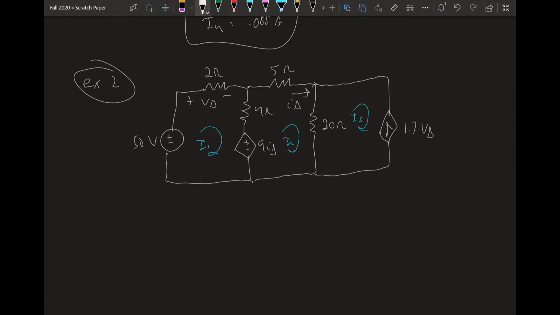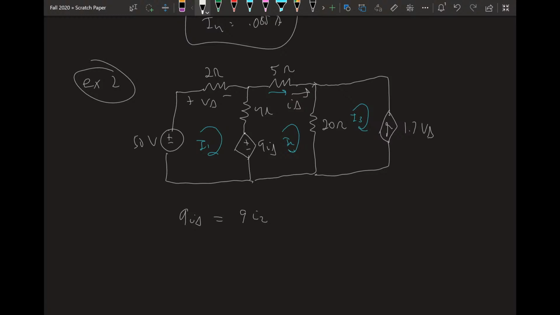But we had dependent sources. So like we did with the node voltage one, we want to put our dependent sources in terms of mesh currents. So let's look at the 9 I delta. Well, what is I delta? I delta is the current running up here. When I2 gets over here, it's the only current running in this direction. So I delta has to equal I2. So 9 I delta equals 9 I2. A very nice simplification.